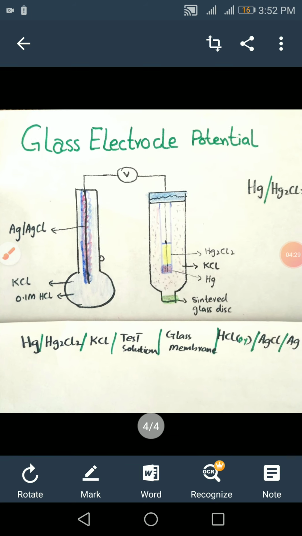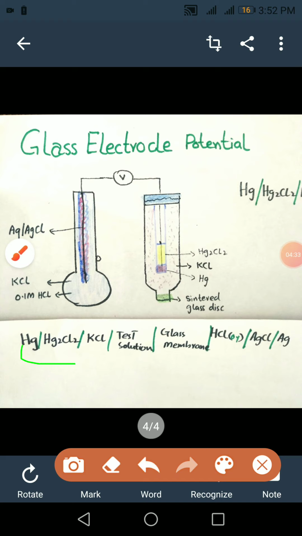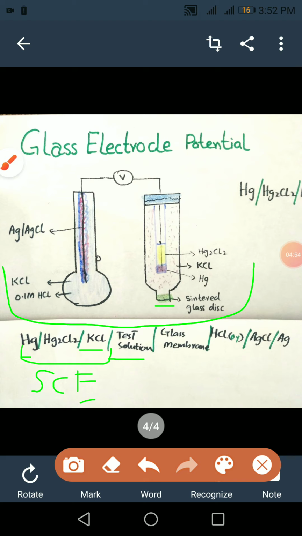So a simple glass electrode setup consists of a saturated calomel electrode, SCE. You can see the makeup of it is Hg/Hg2Cl2, KCl, which is in contact with the test solution here, right? And then there is a glass membrane, and inside this glass membrane is 0.1 molar HCl solution, and we have an AgCl and Ag electrode. So if we keep this potential constant and also this potential constant, then this potential, which is the boundary potential, can be measured very easily.